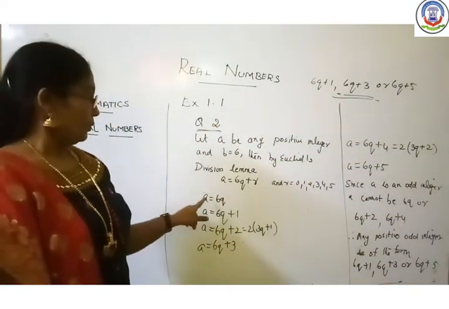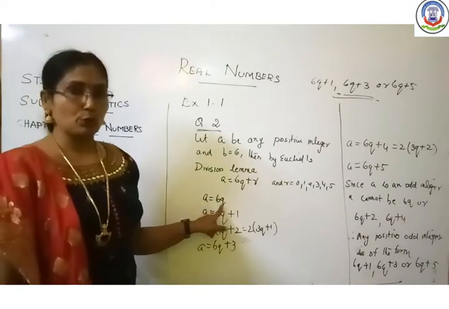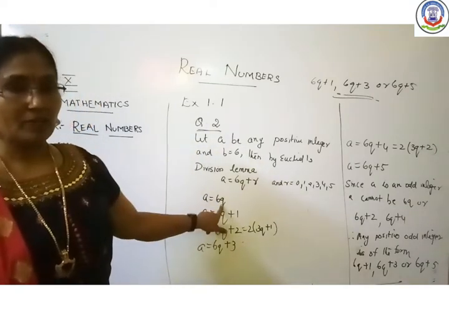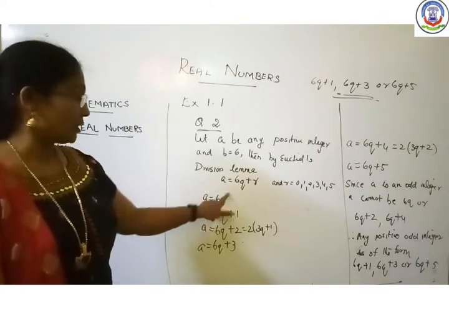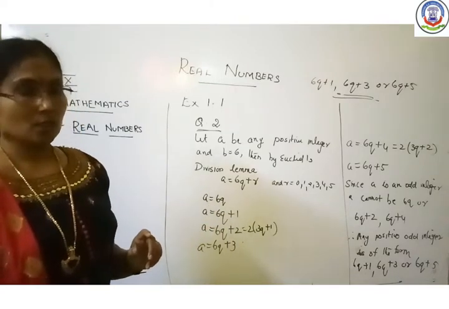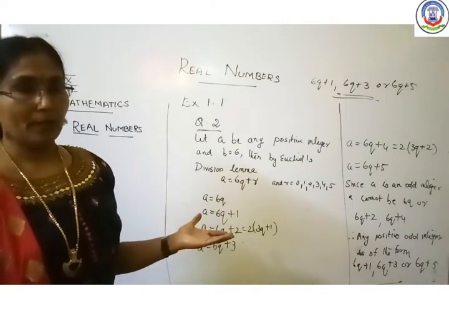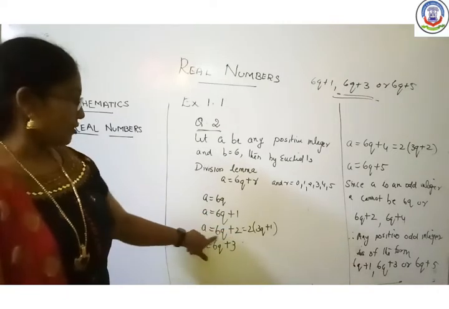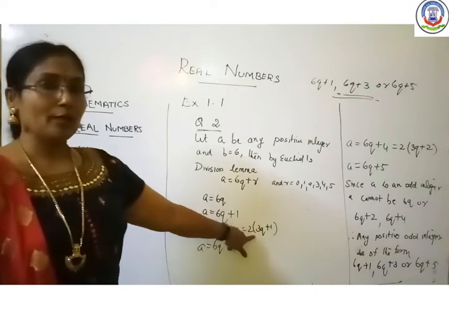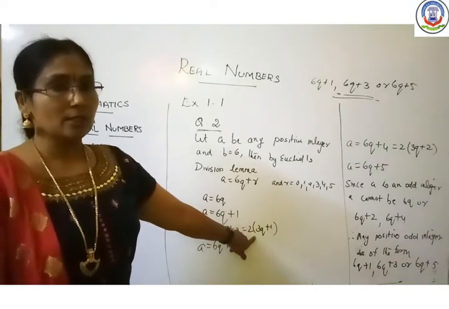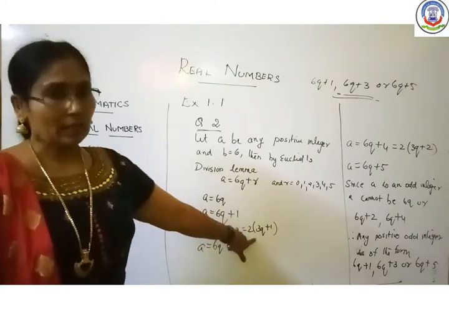Now we have to find out in which of these cases A is a positive odd integer. Take the first case. A is equal to 6q. That means 6 is an even number, therefore in this case A will be an even integer only. Second one, A is equal to 6q plus 1. In that case it will be an odd integer. In this case A is equal to 6q plus 2. Again 2 is coming as a common factor. That means it is also an even integer.